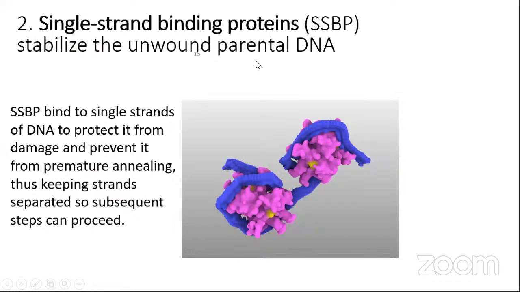The next is what is the role of single strand binding proteins. So these single strand binding proteins are a group of proteins which can prevent premature annealing, and it also protects them from degrading enzymes, so that the single-stranded DNA is kept safe until the replication ends.